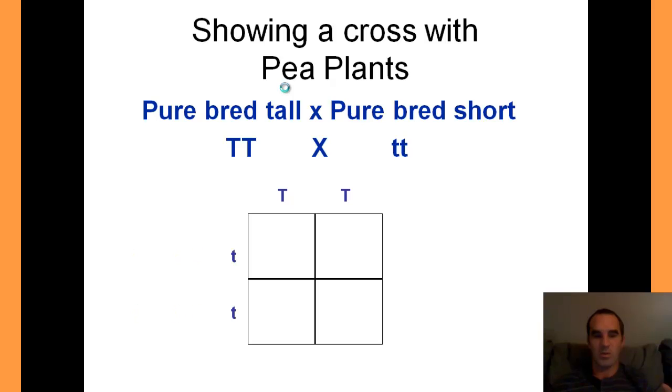And then this is just like in math, where you carry down. If you watch my cursor, the uppercase T would go here and here. Another uppercase T would go here and here. Your lowercase t would go here and here. Lowercase t here and here. What you'd end up with in this box is all heterozygous pea plants: one copy of the uppercase T, one of the lowercase t.